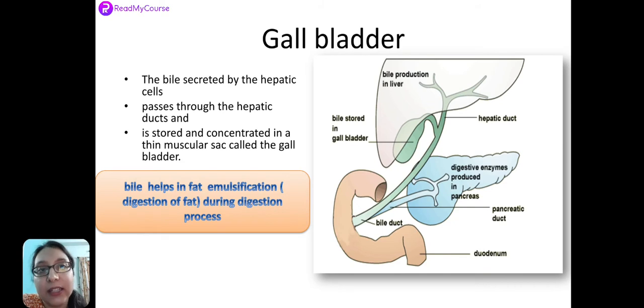Bile also has another important function: it helps in fat emulsification, that is, breaking down the larger fat droplets into smaller droplets which can be acted upon by enzymes further. Okay, so fat emulsification is an important function of bile.